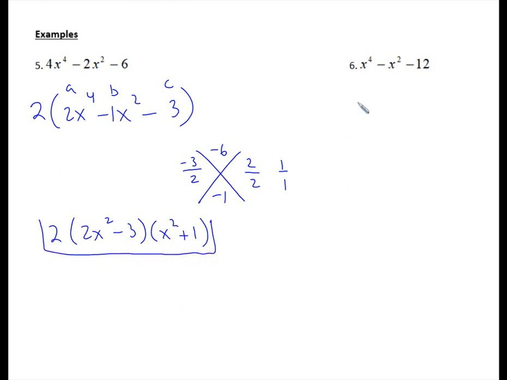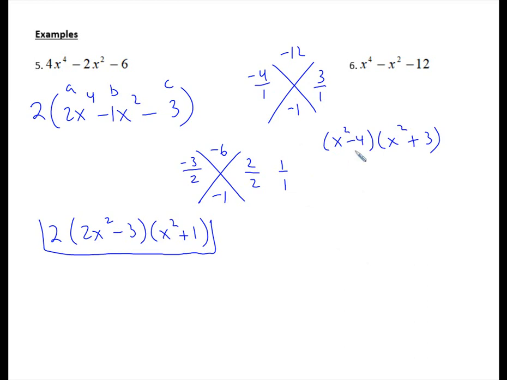Okay, let's take a look at number 6 here. So there's no GCF, right? Now I've got an x to the 4th, right? And then an x squared in the middle. So it looks like that's in quadratic form, so I'll factor this using the x. A times c, negative 12, b is negative 1. Looks like I've got negative 4 times 3, right? Divided by a, which is 1. So my factors are going to be x squared minus 4, x squared plus 3.